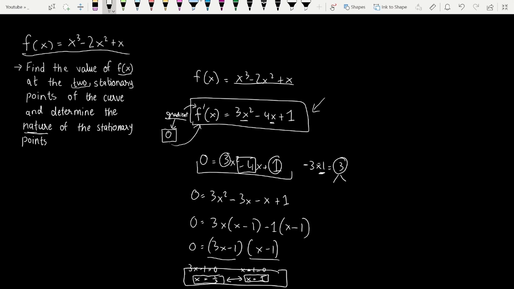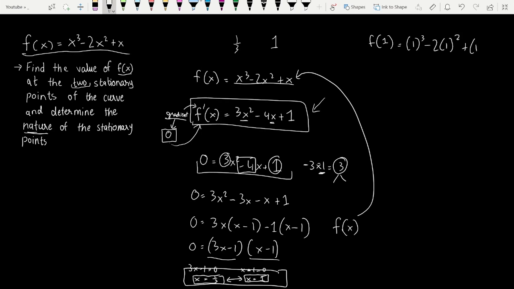Now they don't want the x coordinates, they want the y coordinates, or the f of x. So the way you find that is you go back to this original equation and you put in those two x coordinates. So you put in 1 by 3 and you put in 1 in here. So let's do that. We have our f of x. We're going to put 1 in here first. In place of x I'm going to have 1, and this is also going to be 1. So this is going to solve out to give us 1 minus 2 plus 1. This one and this one add up to give you 2, and then subtracting 2 from that, you get 0. So one of your values is 0, and then the other value we can find out by putting 1 by 3 in here.